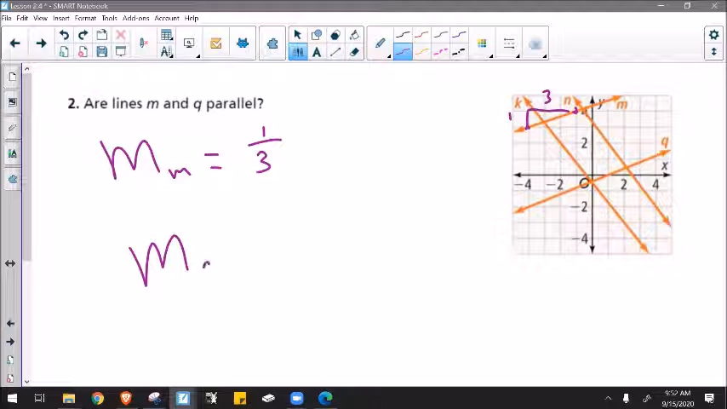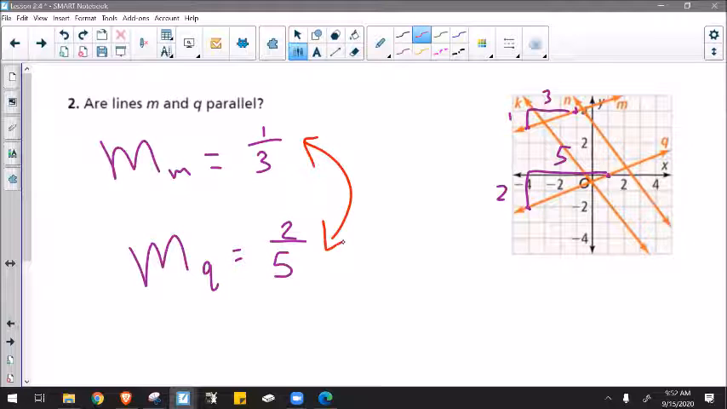The slope of line Q, find your nice points, going up 2 to the right 5. So that's 2/5. All right. So those are not parallel either because they don't have the same slope. They're not the same.